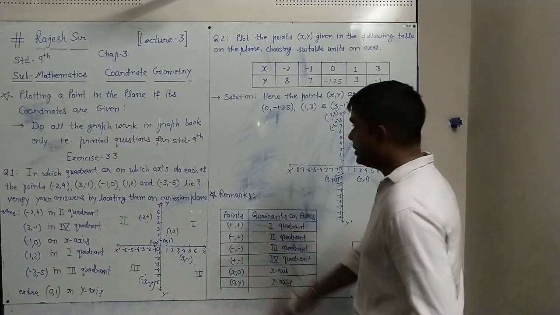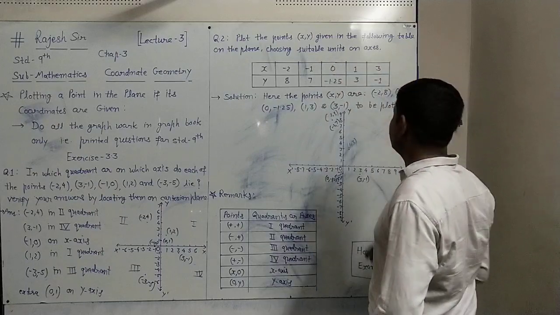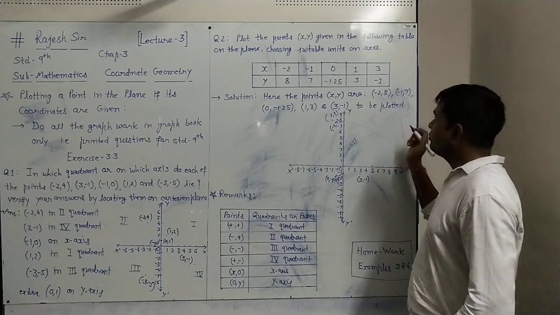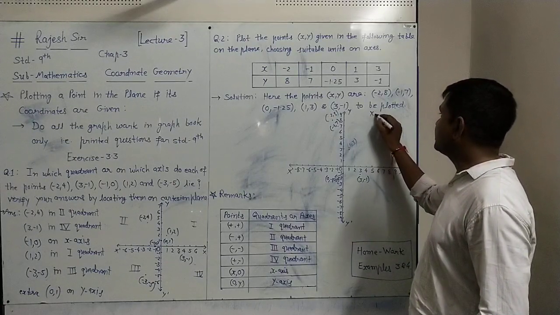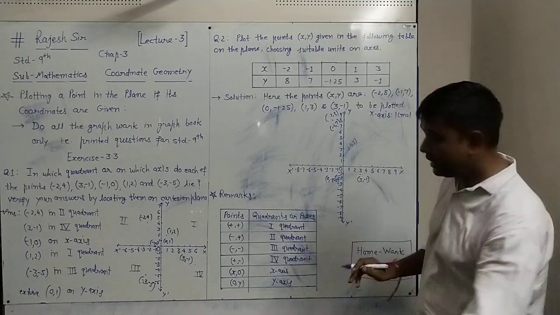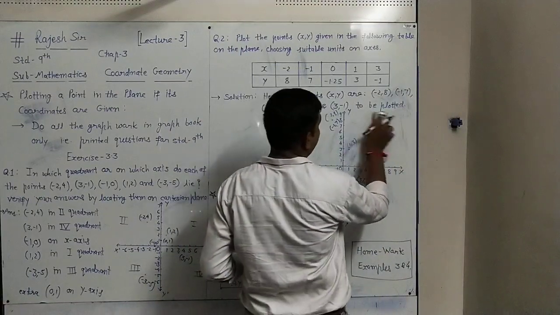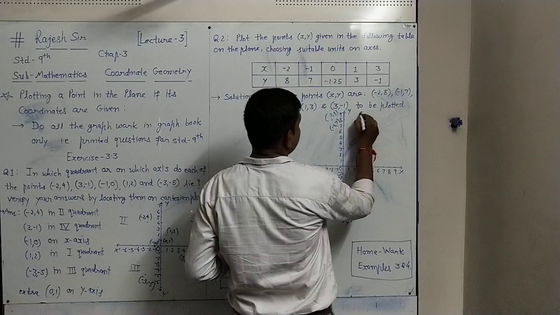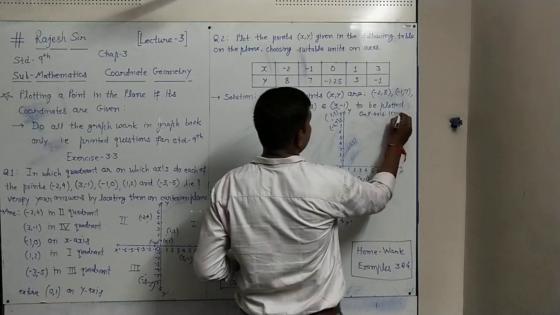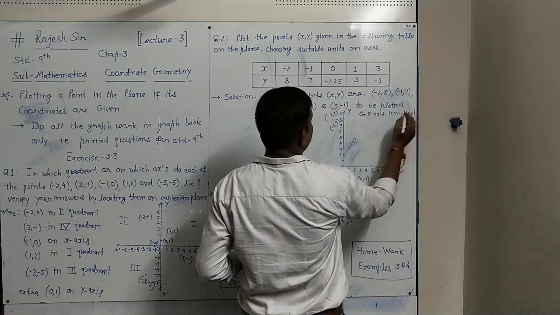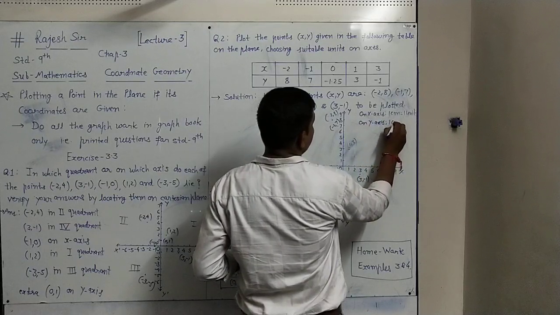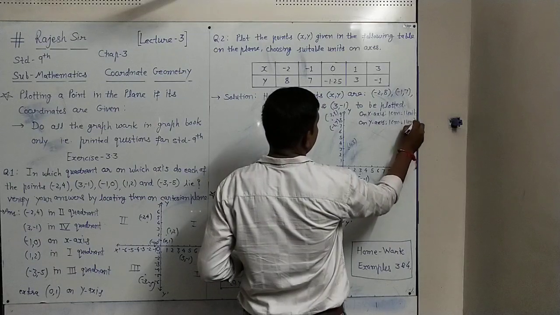Here you need choosing suitable units on the x-axis, meaning 1 centimeter as 1 unit we have taken. So there is no need of showing it here, but if you want to show it, the unit taken, 1 centimeter equals 1 unit, will be written at the top corner of the graph. On the x-axis 1 centimeter equals 1 unit, and similarly on the y-axis also 1 centimeter equals 1 unit we have taken, right?